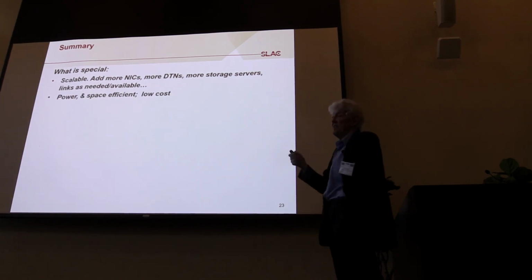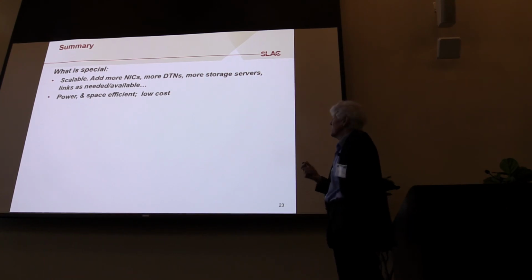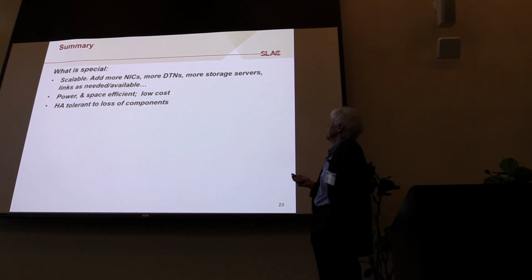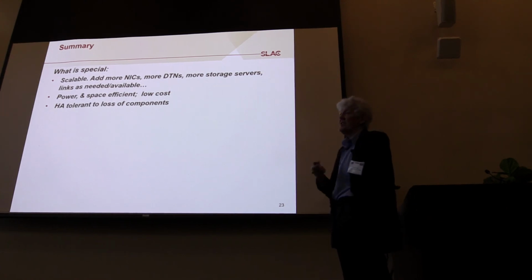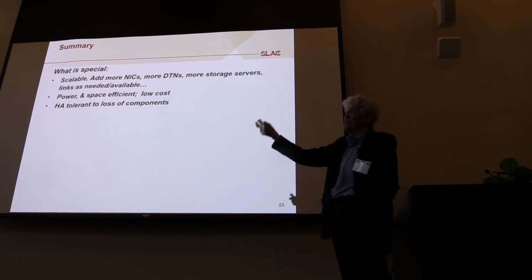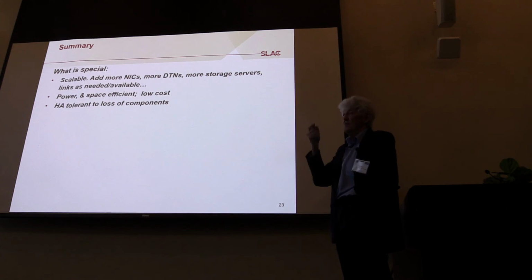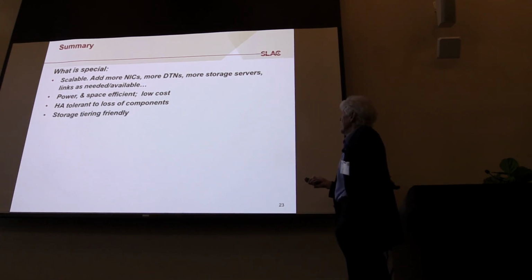The power and space is very efficient. I mean, basically you saw it was just 6 U's, so it can't be using a lot of space. Speaking in terms of this kind of stuff, it's low cost. It's probably a lot less than your Lamborghini, but still not much. It's HA tolerant to a loss of components. So if you lose a link or a NIC card, you lose performance, but it does not die and you don't have to restart again.